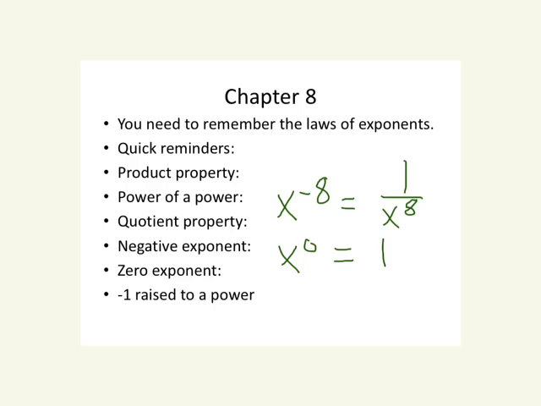And then the last one we have is negative 1 raised to a power. Remember we talked about in Chapter 8 that if negative 1 is raised to an even power, it always equals positive 1. If negative 1 is raised to an odd power, then it's always equal to negative 1.